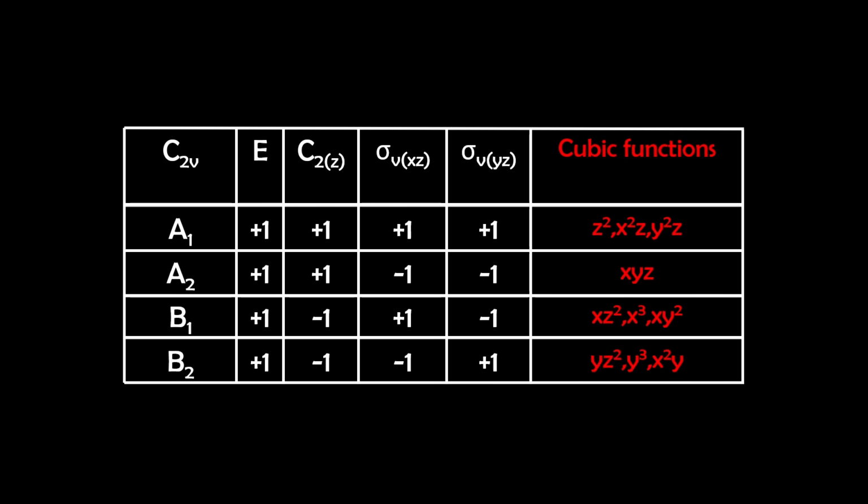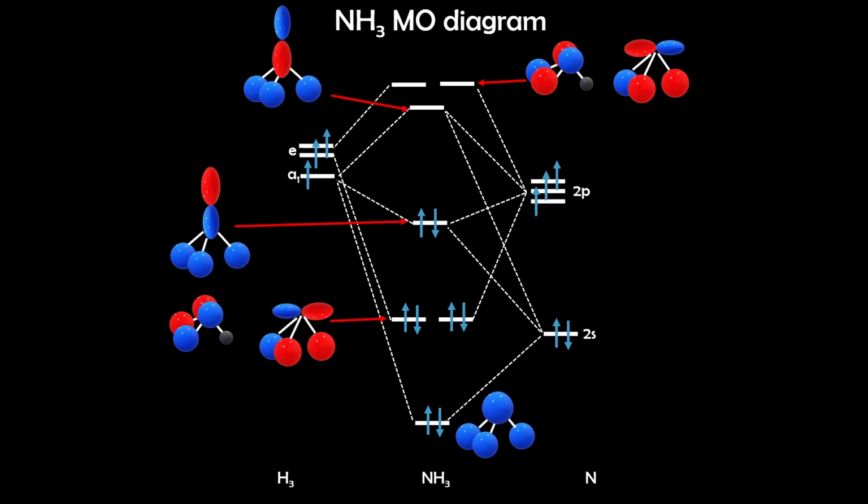Cubic functions. These are three-axis combinations similar to f orbitals. They mostly appear in higher symmetry groups, so you don't really need them yet for smaller groups like C2V. And I have excluded them for this reason. Okay, so now that I've explained all of that, let's assign some molecular orbitals to irreps of the point group, and we'll worry about the functions later.